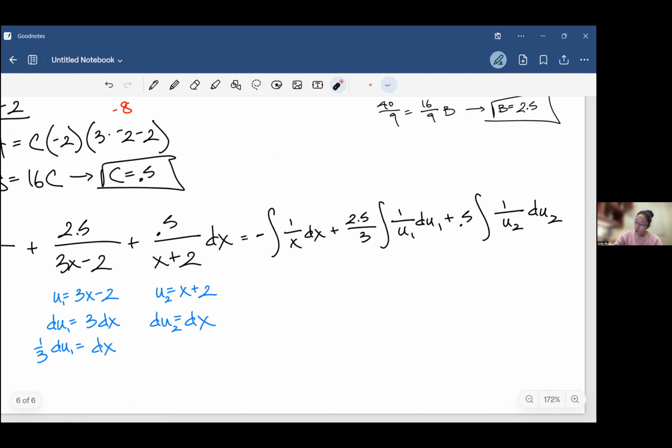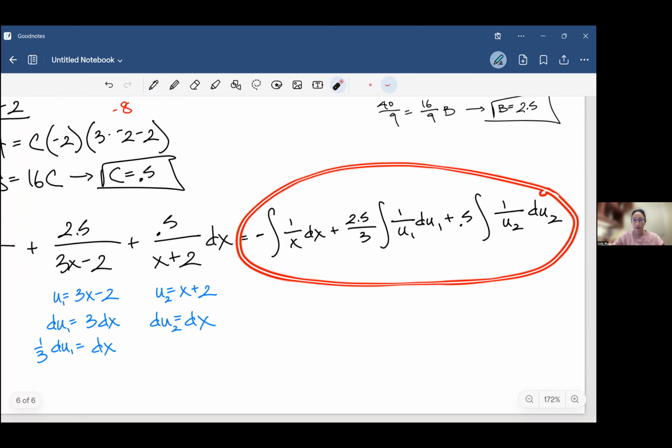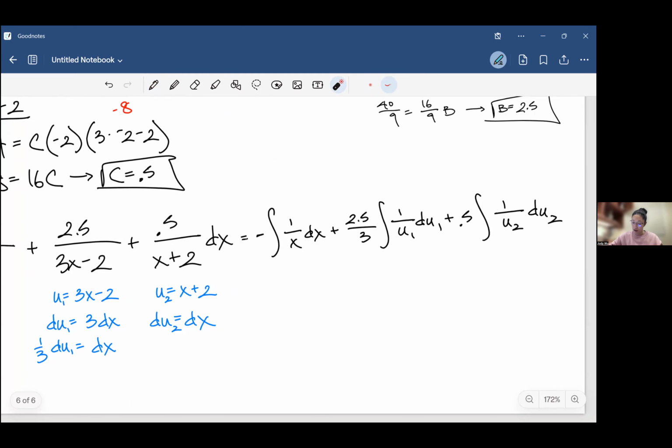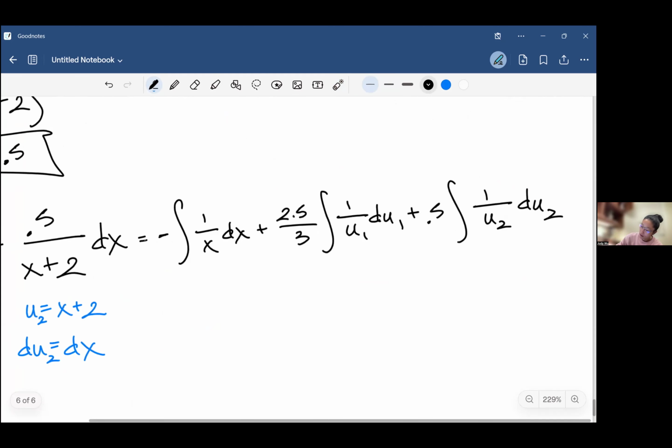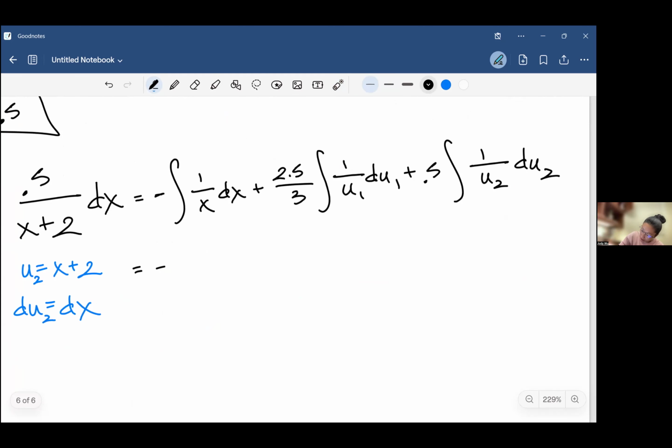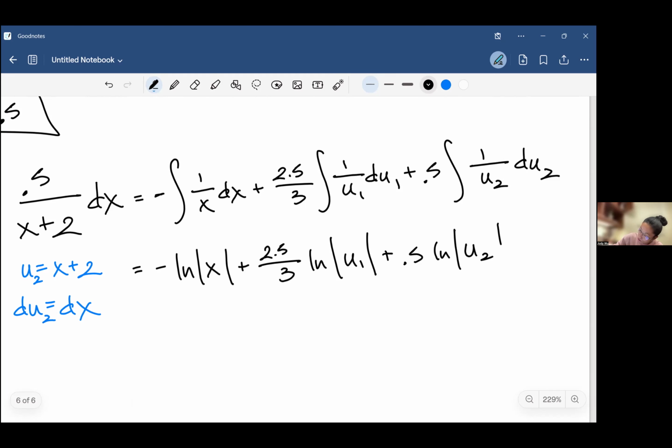Okay, so only at this point can you actually integrate, right? So you've got to show me that u sub if you need it. All right, let's integrate. We get negative natural log of, you have to use the absolute value, okay? No absolute value, it's not right. Plus 2.5 over 3 natural log of u1 plus 0.5 natural log of u2. Don't forget the plus c.